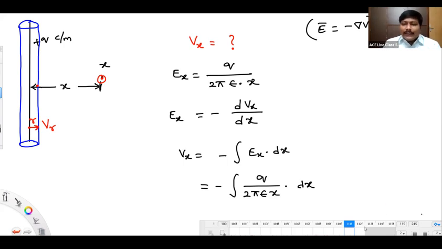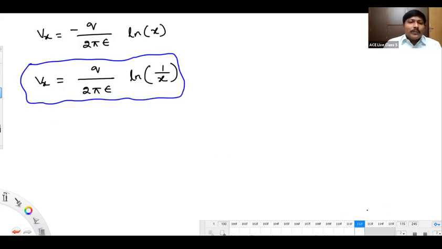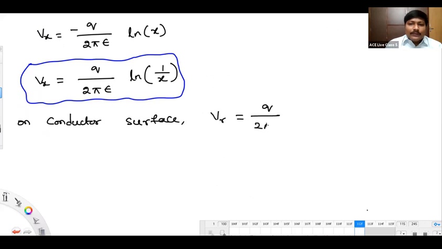What will you get now? That x, whatever we have, we have to replace with the smaller r. So ln of 1 by r we are going to get. So on the conductor surface, I can give Vr equals Q by 2 pi epsilon natural logarithm 1 by r. That's the voltage on the conductor surface. Simple. Next.